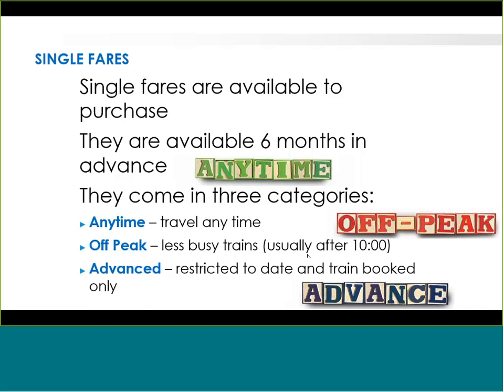And lastly, you have advanced purchase fares. So what the advanced purchase fare means is that you are restricted to the date and the train booked only. So if in the instance I've purchased a ticket from London to Brighton and I've purchased an advanced purchase fare, what that means is that the time and the date that is printed on my ticket is the only time and date that I'm allowed to use that ticket on. I can't flexibly change it to an after departure. I can't choose to use it in the evening or anything. It has to be used on that very time of departure.